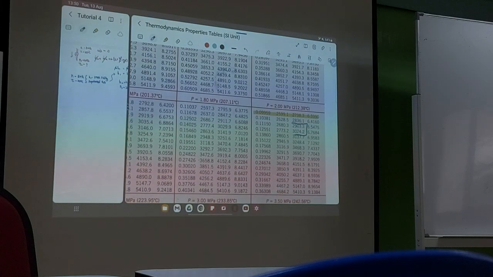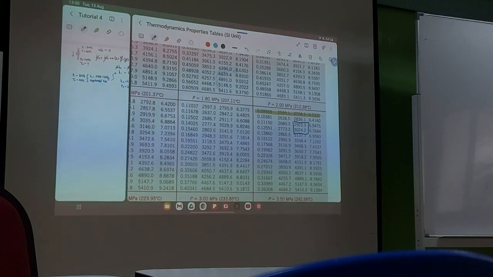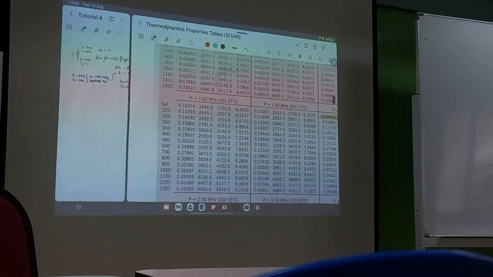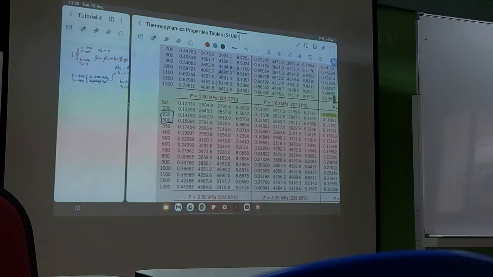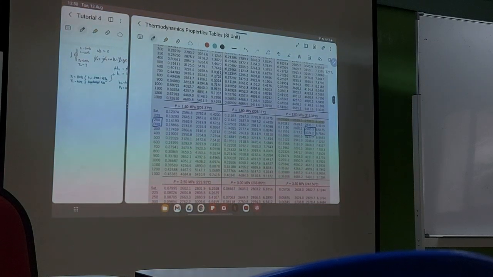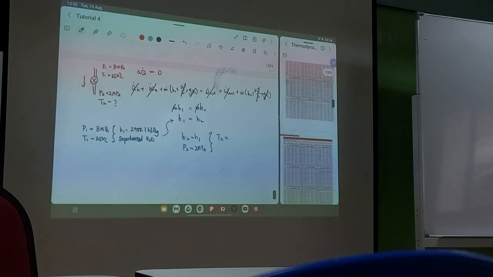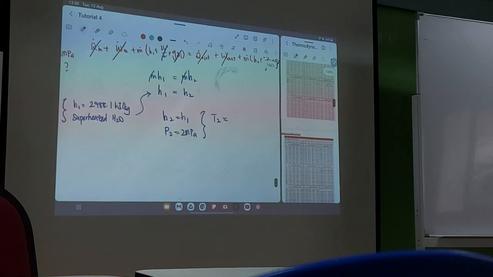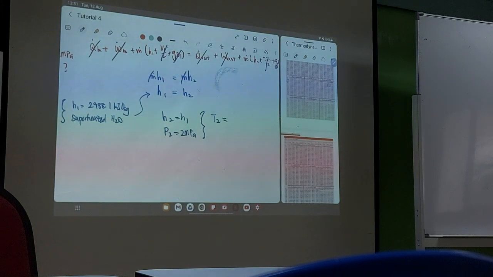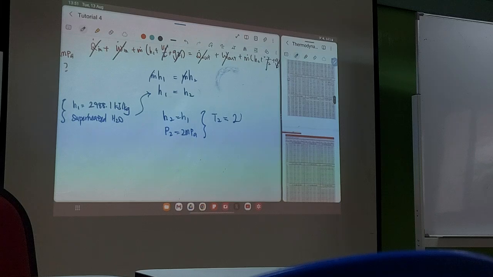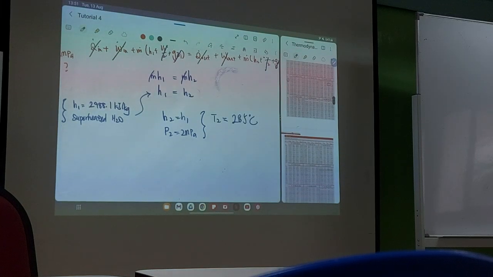We only have these two. So you need to interpolate between them, meaning between these two temperatures. So the temperature here should be between 250 and 300. The answer here is 285. Okay, so if you interpolate this one, you try, you should get this value.